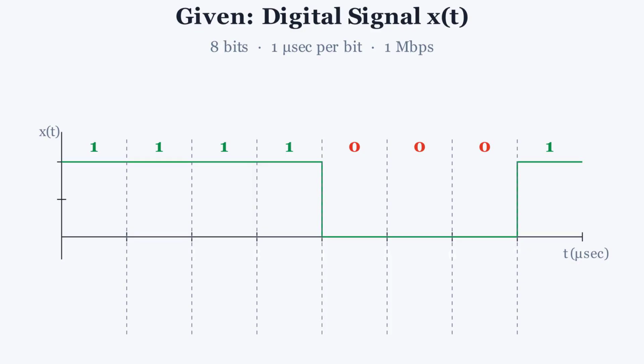Here is our digital signal x of t, 8 bits in 8 microseconds. The pattern is 11110001. 4 ones, then 3 zeros, then 1 final one. Our job? Draw ASK, FSK, and PSK for this signal.